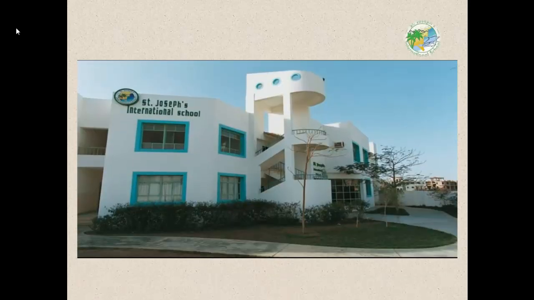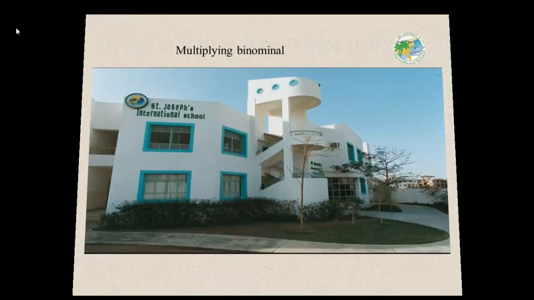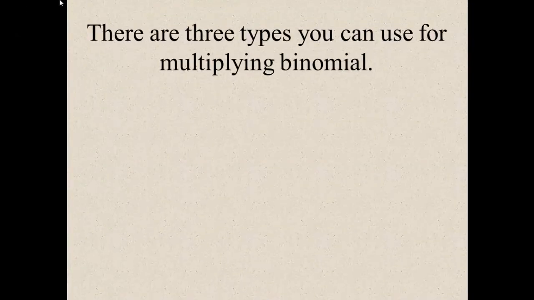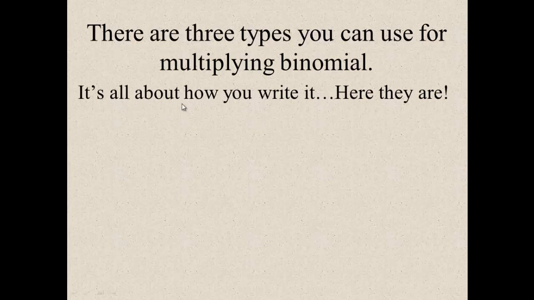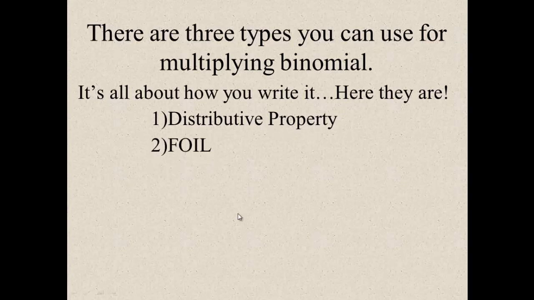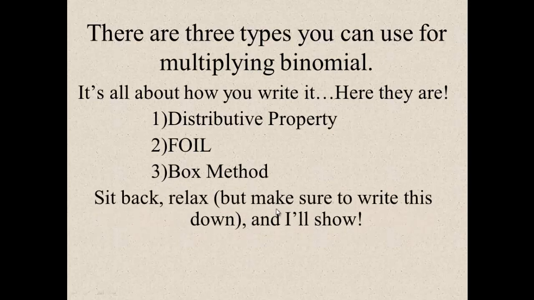Hello, prep1. Today we'll take a new lesson in Unit 2, Multiplying Binomials. There are three types you can use for multiplying binomials. It's all about how you write it. Here they are: distributive property, FOIL, F-O-I-L, and box method.